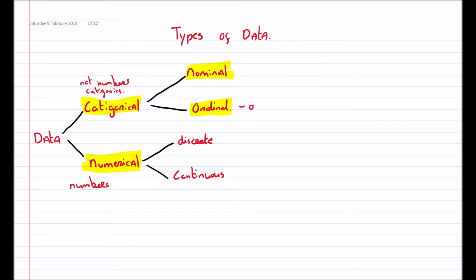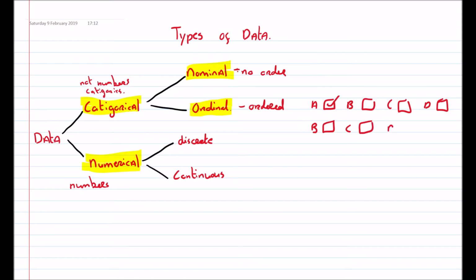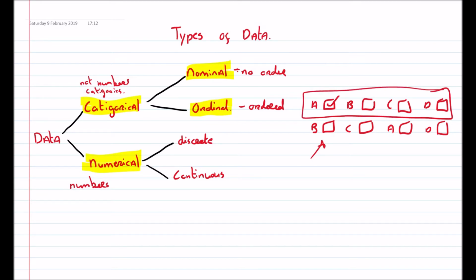With ordinal, it's ordered. And with nominal, it has no order. So if I look at ordinal data, there's an order to it. For instance, if I say, what grade did you get in the exam? A, B, C, or D? And you just tick a box. It's logical to have it ordered like this. Would I say, what grade did you get in the exam, and give you these choices: B, C, A, or D? That would be very strange, wouldn't it? You'd be saying, well, there's something wrong there. Why did they order it like that? So this is ordinal data, where there should be an order to it.